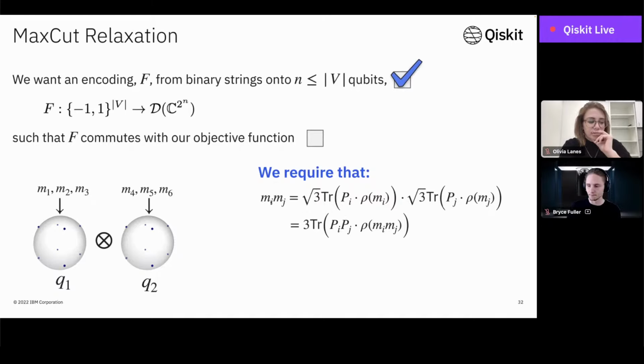Namely that if I take the equation that I had before for how I'm extracting these bits mi and mj and I multiply them, this product needs to be consistent with the product here on the left, right? So if, for example, I chose bits M3 and M5, this is true because these Pauli operators here are defined on different qubits.